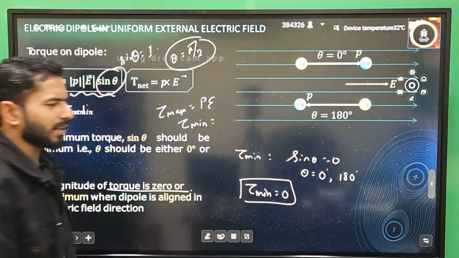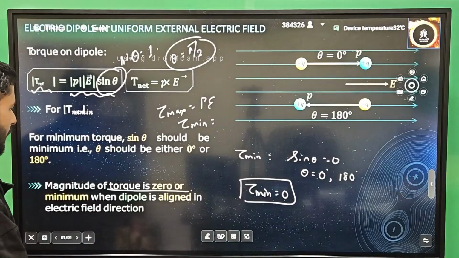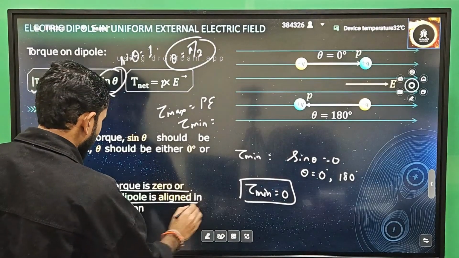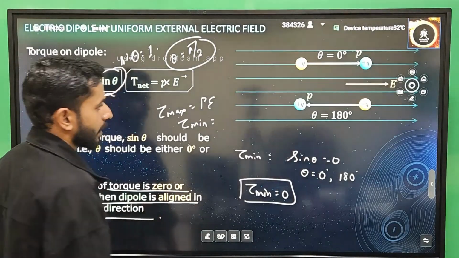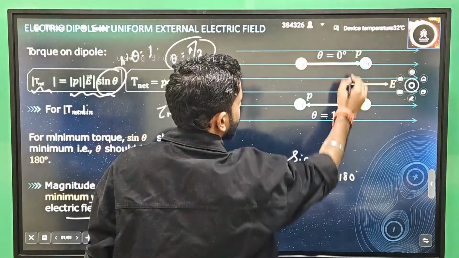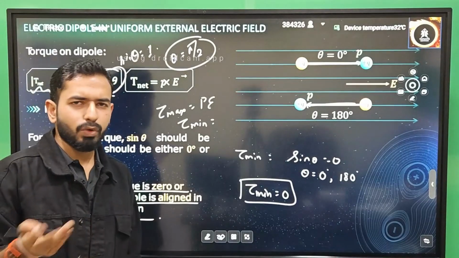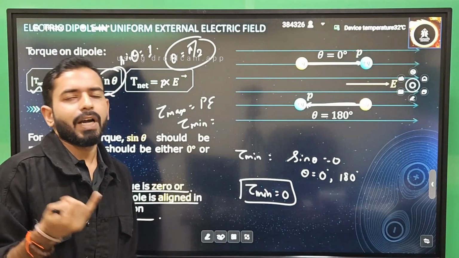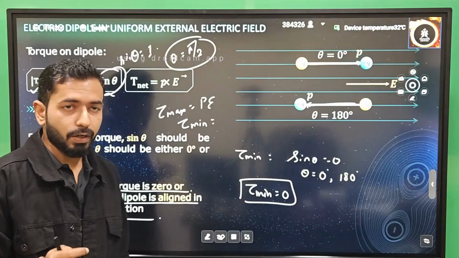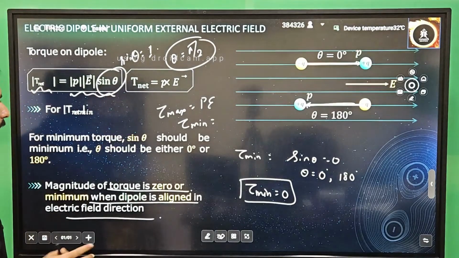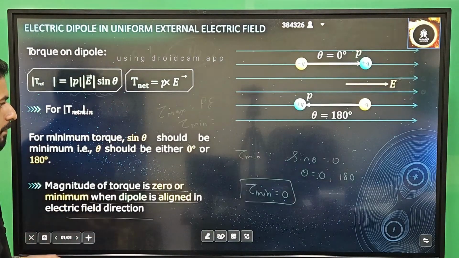And at what angles? 0 degree, 180 degree, whatever you want to say. Magnitude of torque is 0 or minimum when the dipole is aligned along the electric field direction, either 0 degree, either aligned like this, either aligned like this, either towards the electric field, either against the electric field. Both the sine of the angle will be either 0 or 180. In both the cases net torque will be 0. This is the case for minimum and this is the case for maximum.